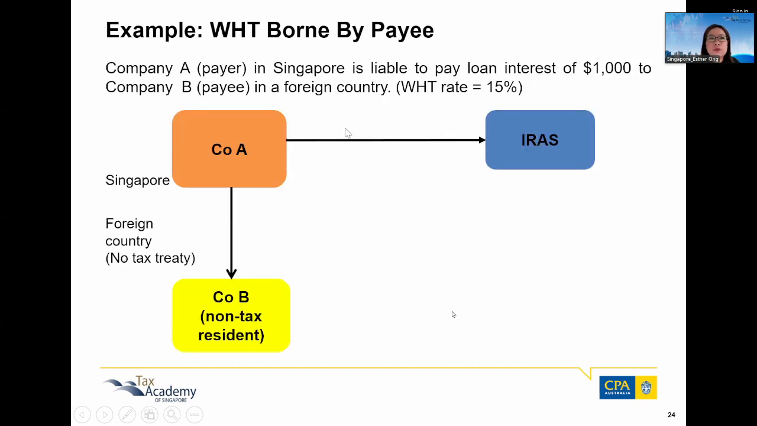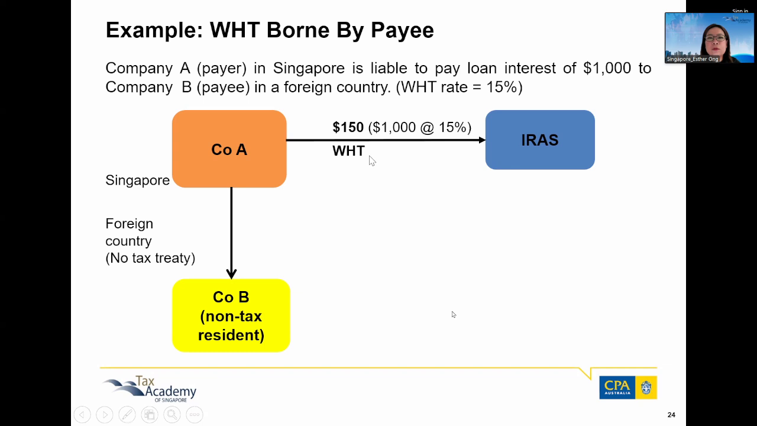Okay, so next we look at an example on how to apply the withholding tax, how to calculate the withholding tax. In this example, company A, the payer in Singapore, is liable to pay loan interest of $1,000 to company B, non-resident in a foreign country. In this case, we assume that the final withholding tax rate of 15% is applicable.